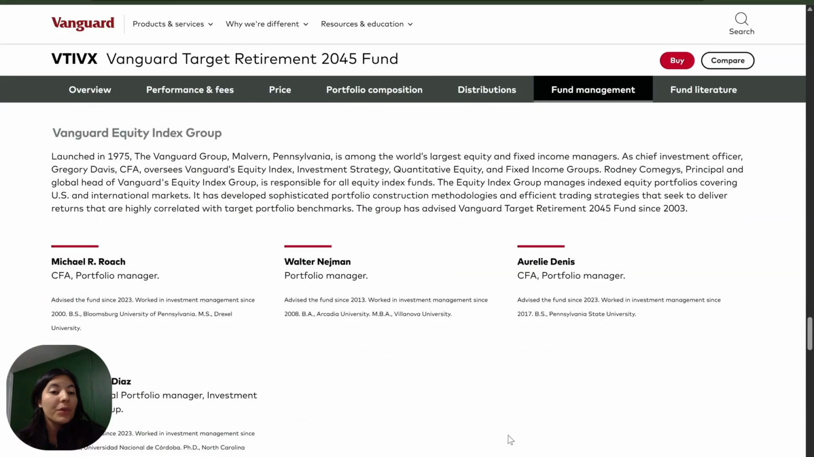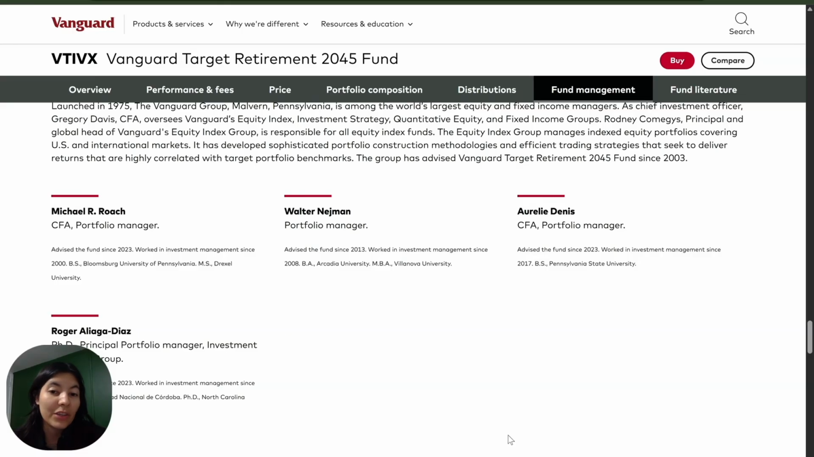And at the very, very bottom, you can even see who is managing the fund. So there's a lot of details about the funds. The idea is choose one to make it easy. And that way, as you start putting money into your Roth IRA, you're already starting to invest.